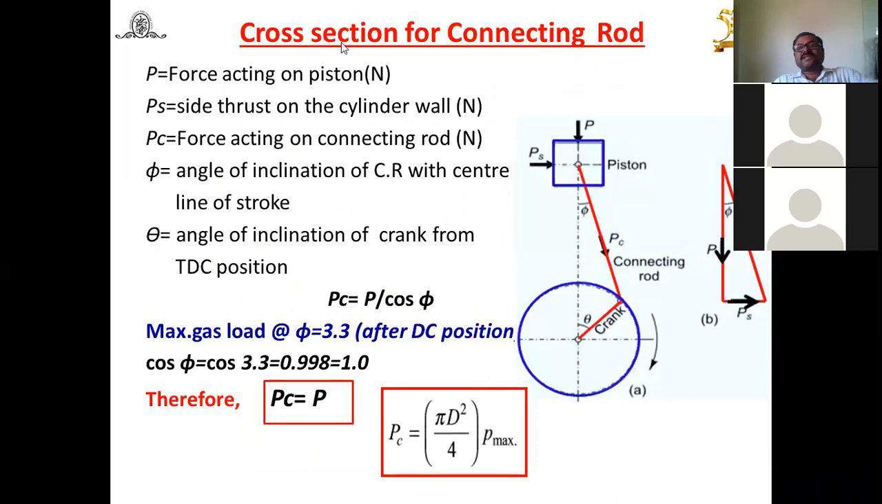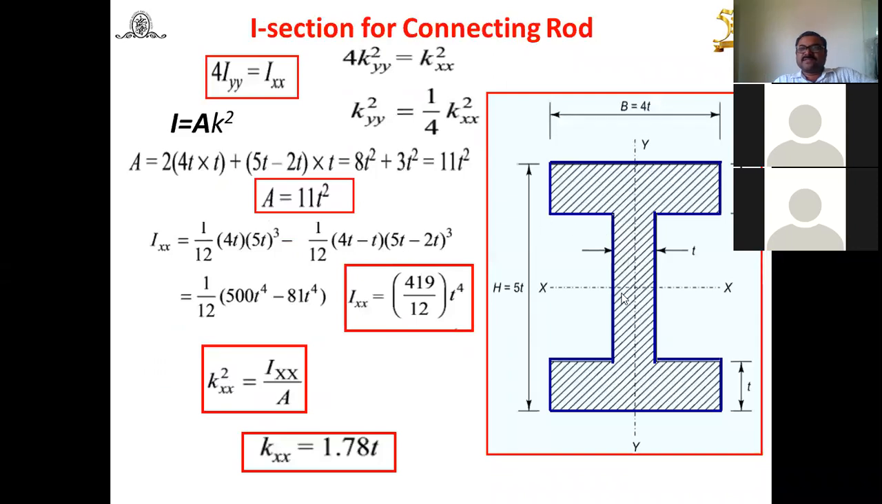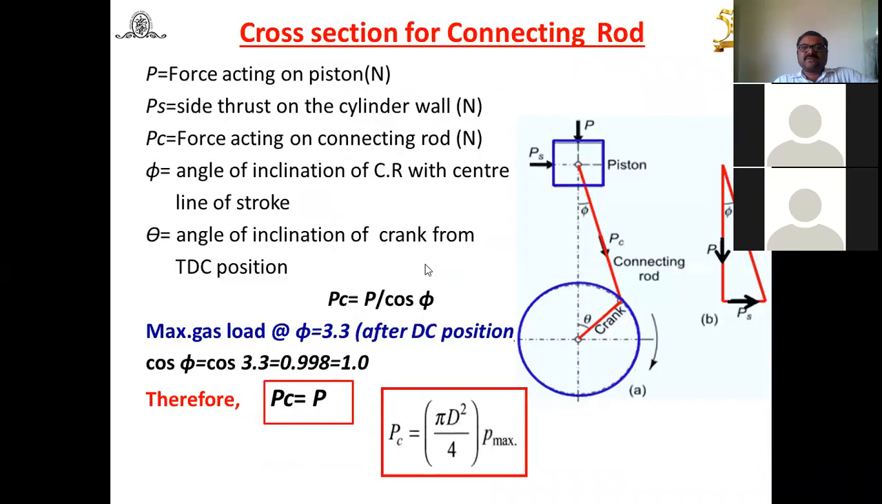Now how to find out the cross section of this I section? That means we have to find out this dimension. For that purpose, we have to find out the forces acting on this connecting rod. Look at this diagram. Now here this is the piston, this is the connecting rod, this is the crank, and the crank rotates here. Now we have to find out the dimension of this connecting rod or cross section, that is I here. Look at the arrow. Now here you will find after expansion of the gas in the cylinder, this force P is the force which is acting on the piston. Try to understand.